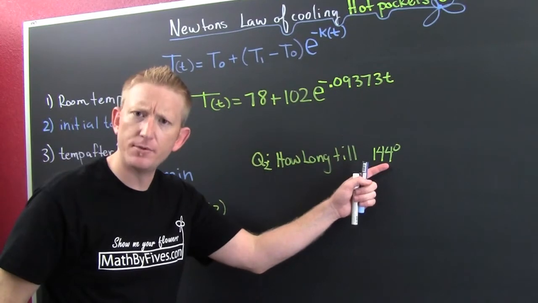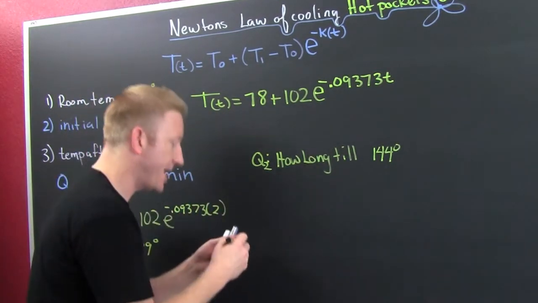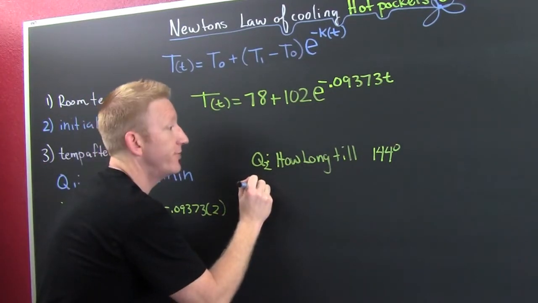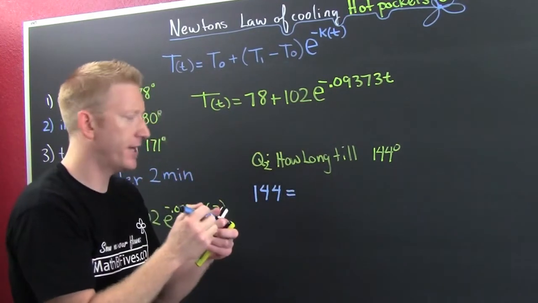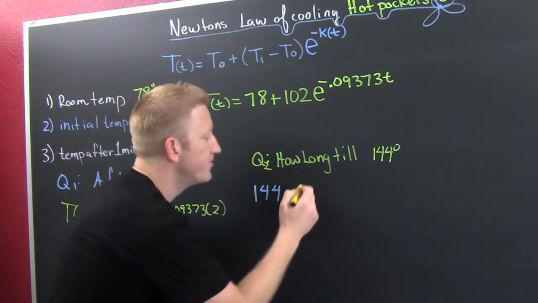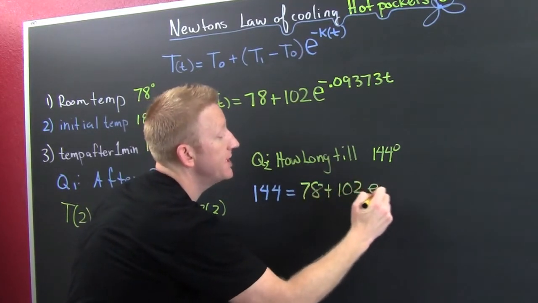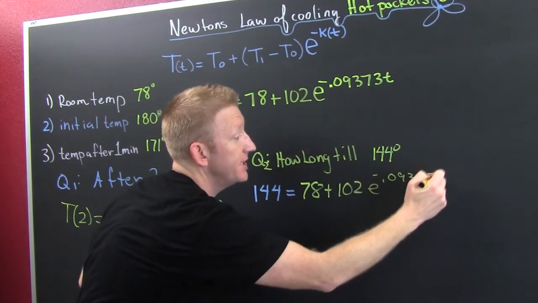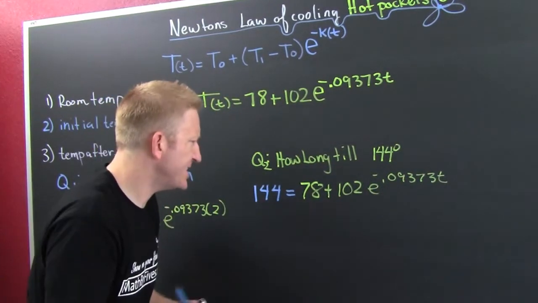Is that a time or a temp? That's a temp, so I'm going to put it in the temp. So that's where we go from here. This is going to be, wait for it, 144. We want to know where that's going to be equal to 78 plus 102 e to the minus 0.09373t.